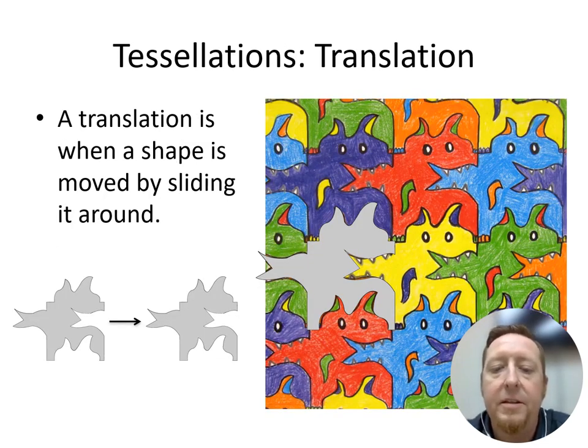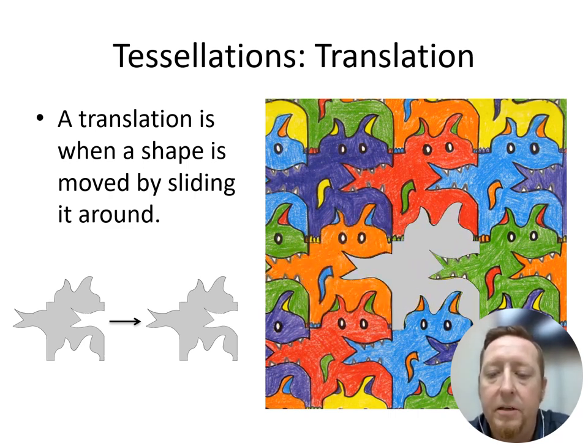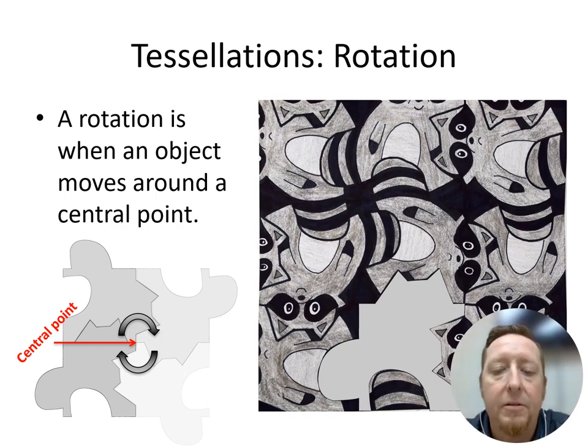A translation tessellation is when the shape is just moved by sliding it around. So we just keep moving it over and up and down. The rotation tessellation is when we rotate it around a central point. So we're going to have a central point here and just rotate our image around that point.